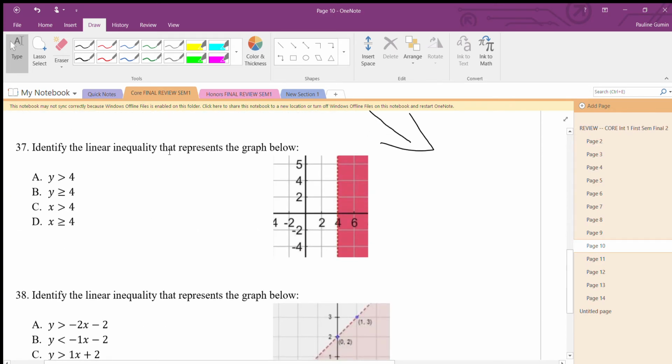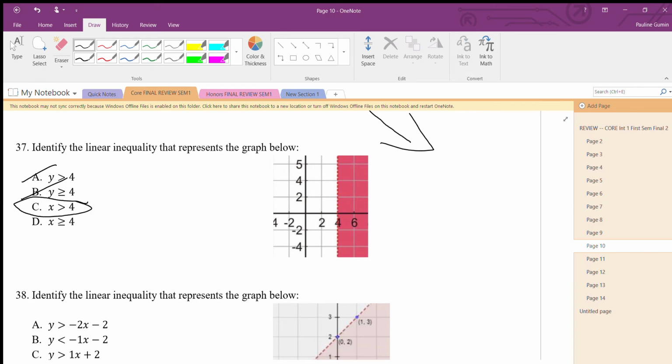Identify the linear inequality that represents the graph below. Okay, one thing I notice is that it's a line going up and down. When there's a line that's vertical, it's an X line. So A and B go bye-bye. Next, I notice that this line is dotted. When I have a dotted line, that means my inequality symbol does not have an or equal to sign. So our answer is letter C.